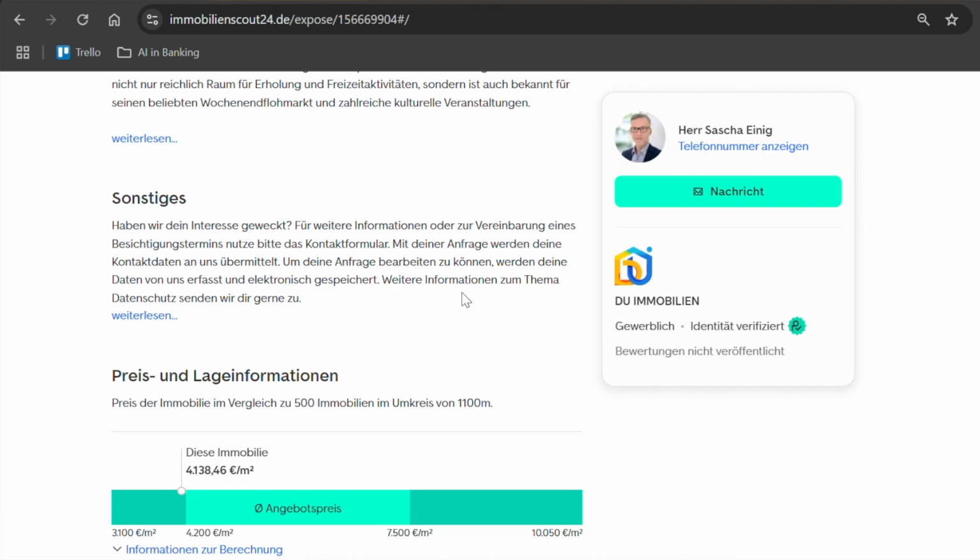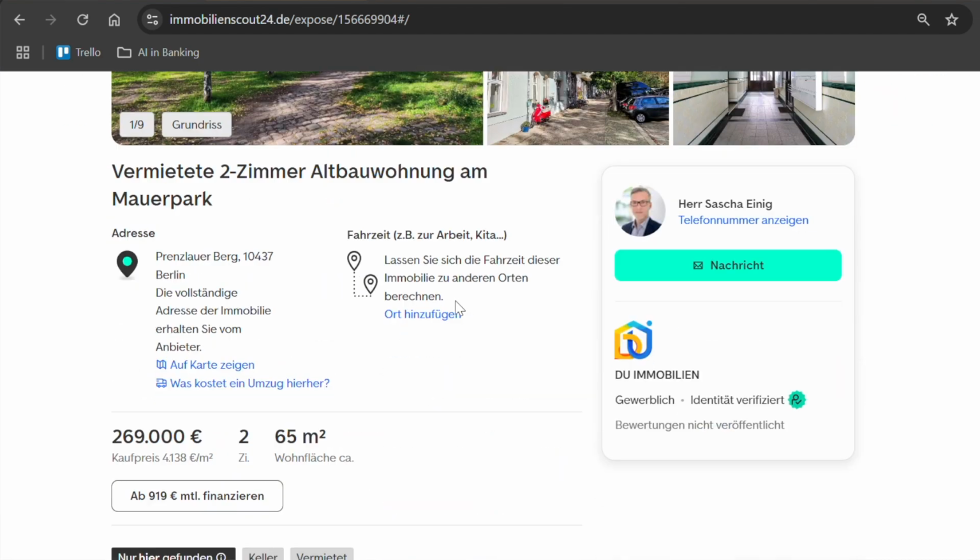But now, what I do in this case, right? We said in summary that we might be a little bit below average price here, right? With like 1,000 euros per square meter. So that's a good sign.